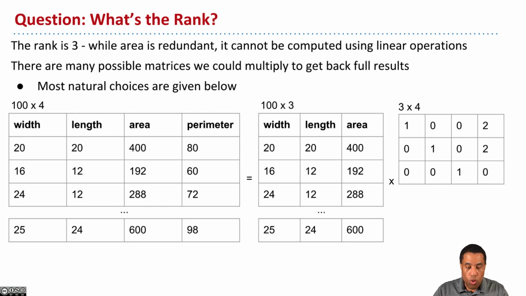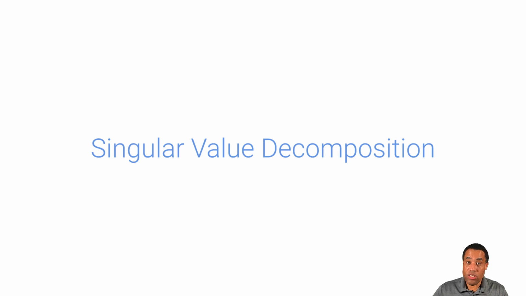So what we want to do is automate this process of being able to capture these redundancies, the fact that perimeter is just a linear combination of the width and the length, and we want to do that automatically. Okay, so this is where singular value decomposition comes into play.